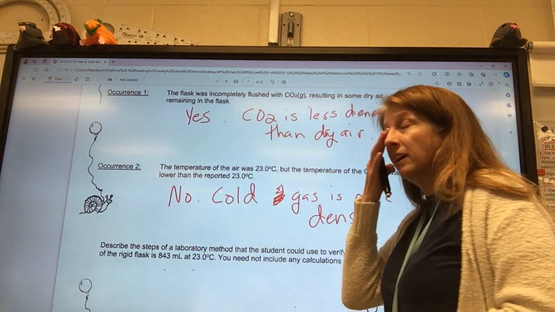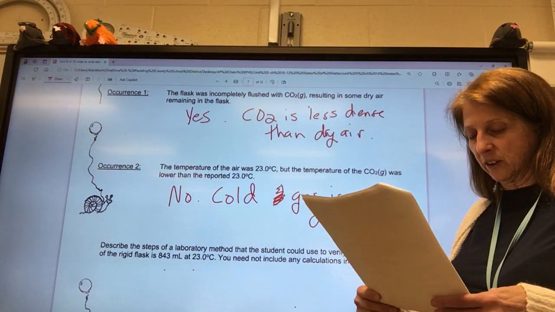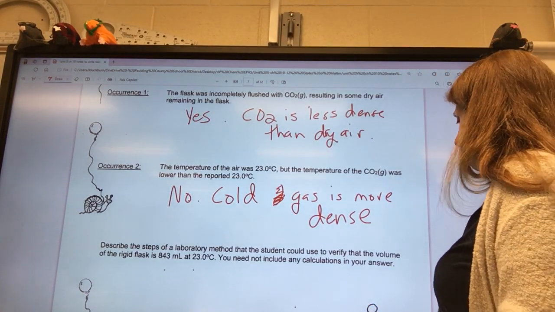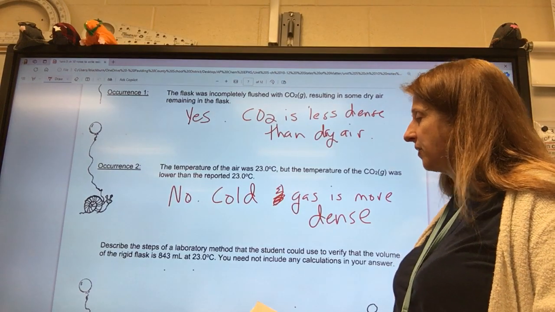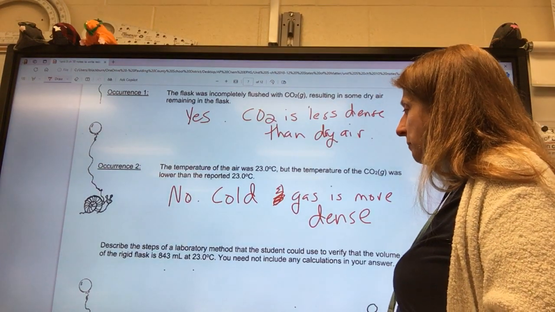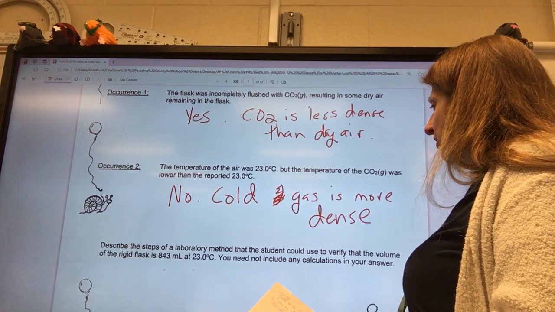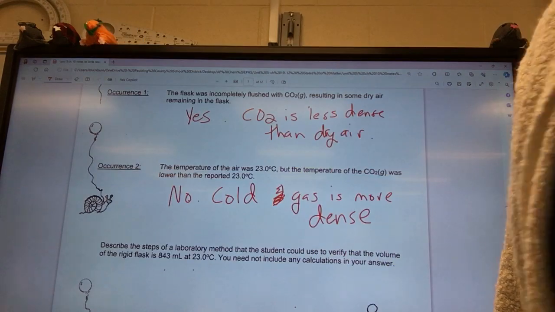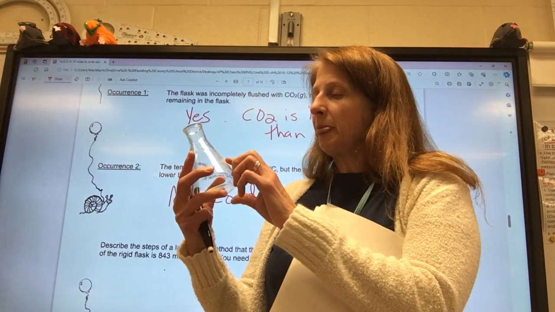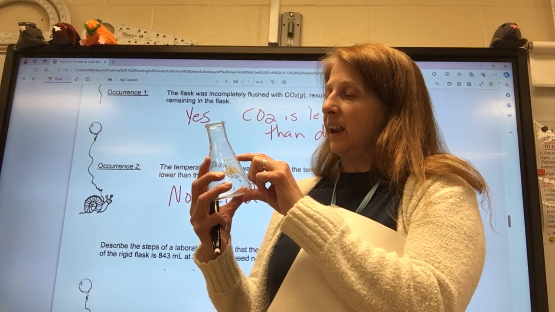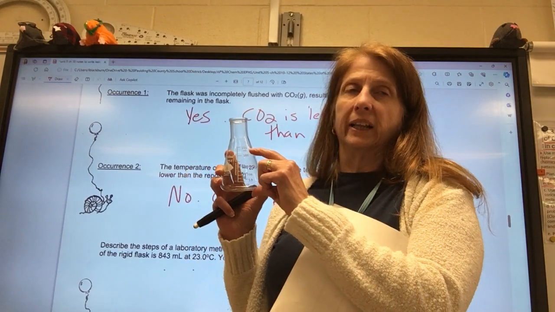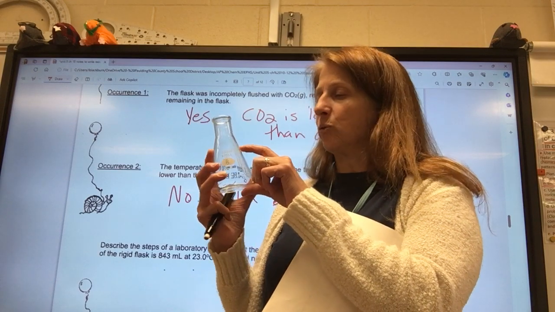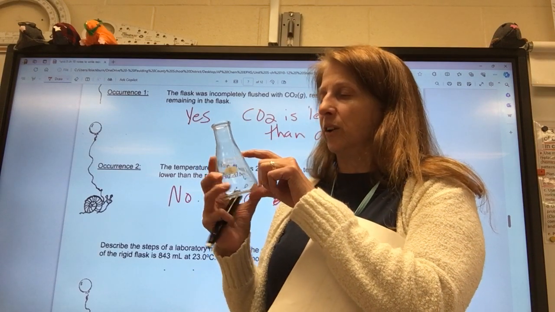Okay. All right, let's try the next one. Describe the steps of a laboratory method that the student can use to verify the volume of the rigid flask really is 843 milliliters at 23 degrees Celsius. You need not include any calculations. So what do I do with my flask? Here it is. Okay, so here's a flask. It says right here that line is 225 milliliters. If I wanted to check it, what could I do to check and see if that line is really exactly 225 milliliters?